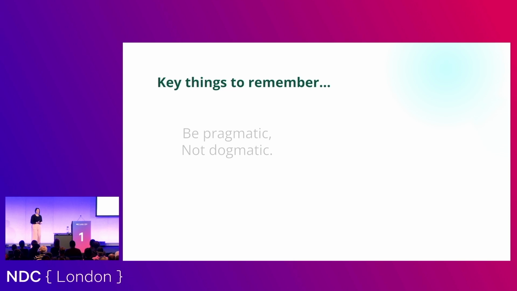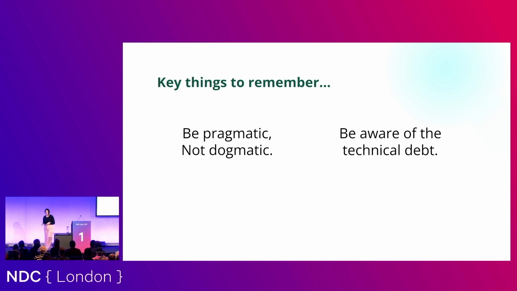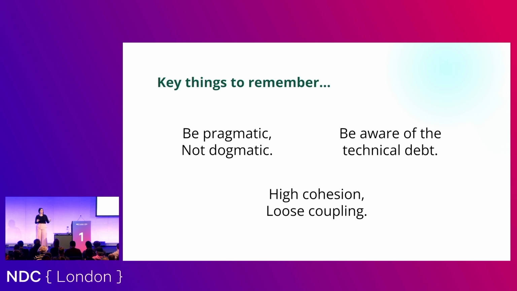Okay, so the key things to remember: be pragmatic, not dogmatic. I think I drummed that in enough, okay? Just be pragmatic and be aware of the technical debt, because every decision you make may have a consequence down the line. It may be the most pragmatic approach now, but know that it may cause knock-on effects down the line. And high cohesion, loose coupling. Those are the things that you should take away to whatever architecture you're doing. They don't just apply to this. Think about these as you're writing your code, always.